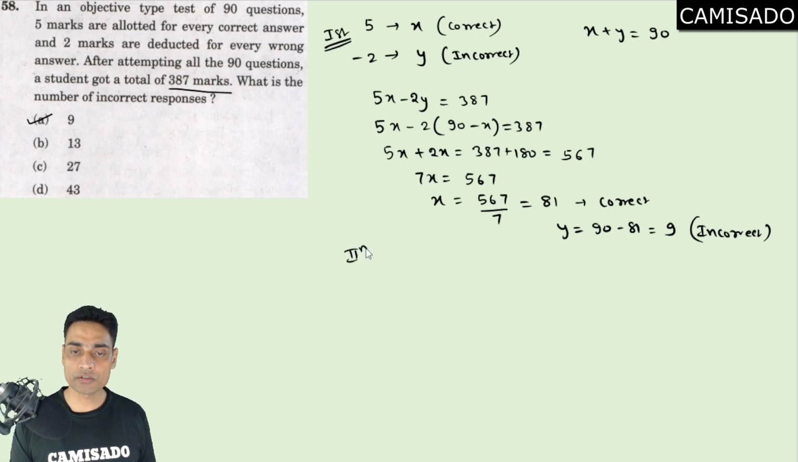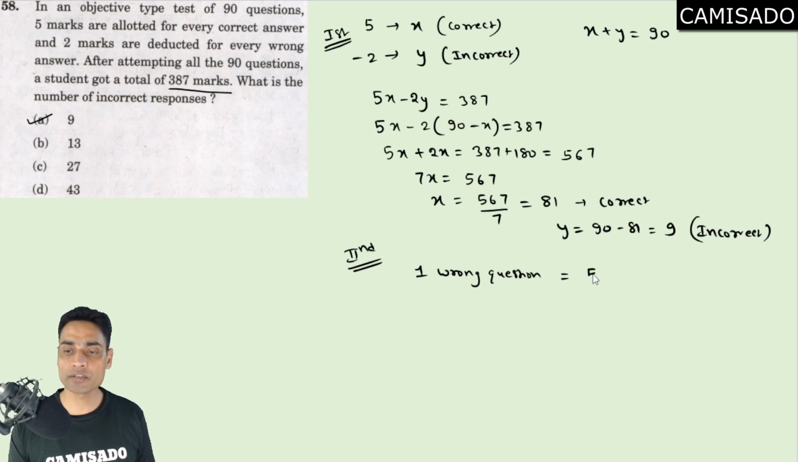Now the second way is also there. We can solve it in another way also. Let's go for it. The second way is, you see, when you do a wrong question, what do you lose? Basically, on one wrong question, you lose 7 marks. 5 marks, because if it is correct, you may have got 5 marks, but you have done it wrong, so you lost that 5 marks. And due to negative marking, you have also lost 2 marks. So ultimately there is a loss of 7 marks on each wrong question.